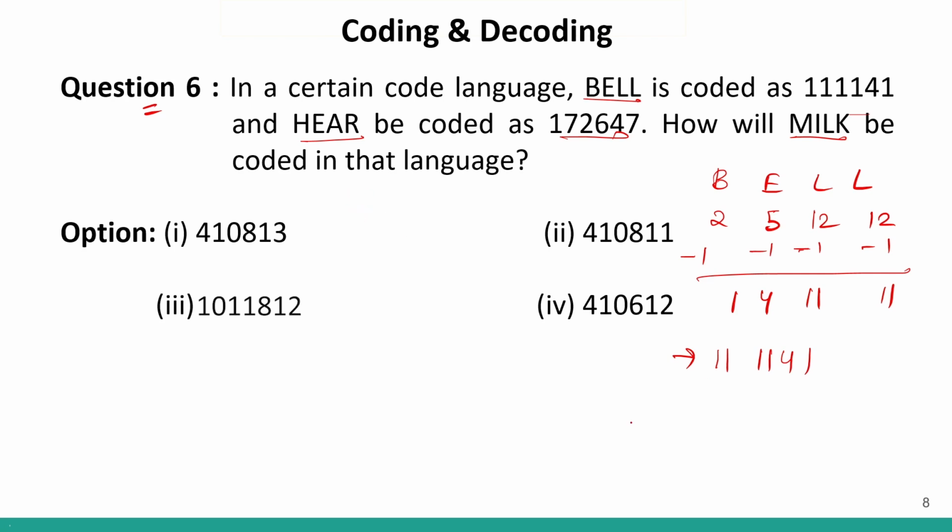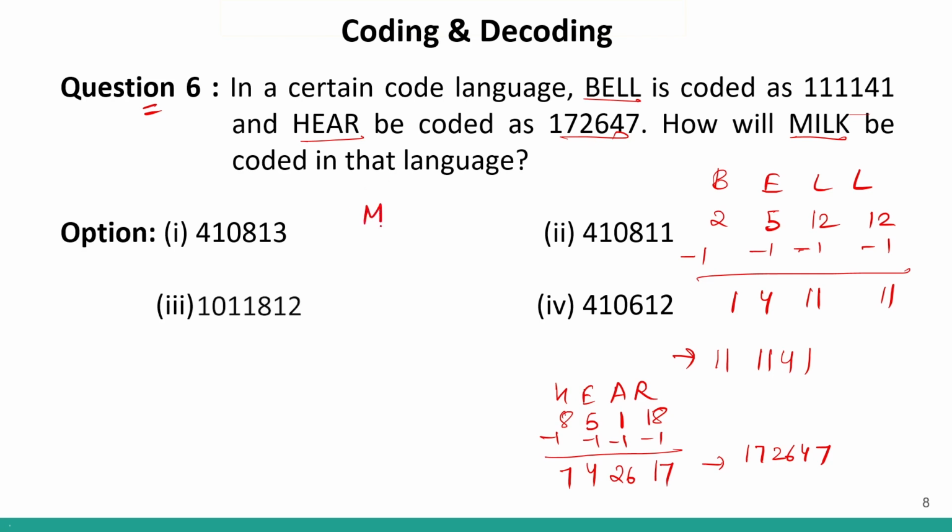Let us check for here as well. For here, if I write the forward ranks, it will be 8, 5, 1 and 18. But we have to go one position back. Correct? One position back. So one position back will give me how much? This will be 7. This will be 4. This will not be 0. Looping concept. This will be 26 and this will be 17. Correct? This will be 17. But now if I have to write them in reverse order, I will write it 1, 7, 2, 6, 4 and 7. Correct? 1, 7, 2, 6, 4 and 7. This is the code. So let us do the same thing for milk.